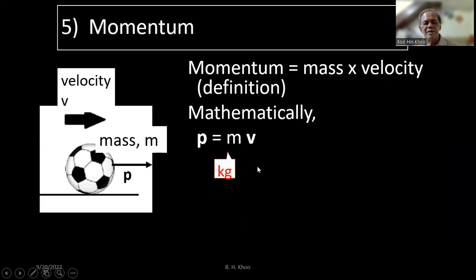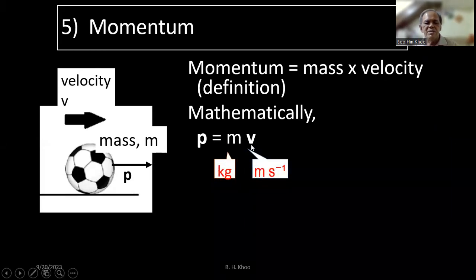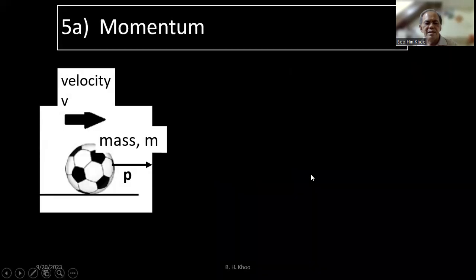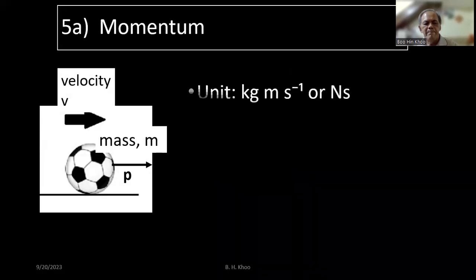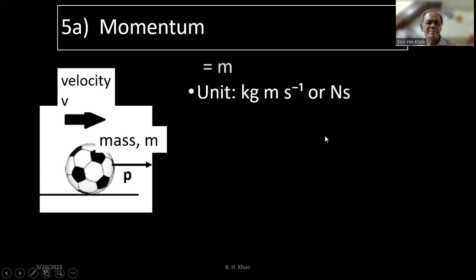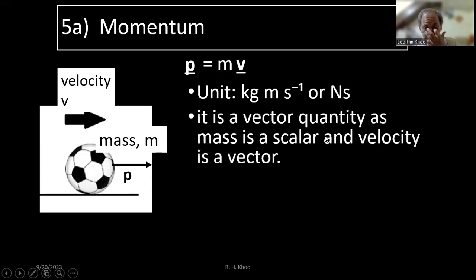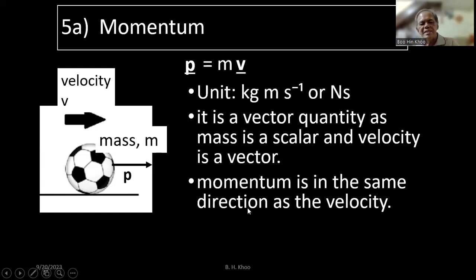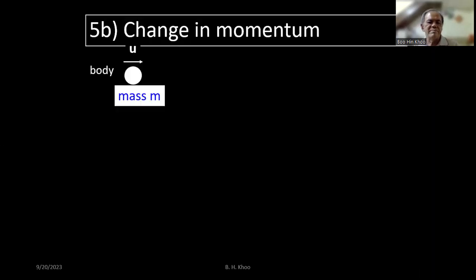Unit: mass is kilogram, velocity is meter per second. So the unit is kilogram meter per second or Newton second. It's a vector quantity as the mass is scalar and velocity is a vector. Vector, vector, scalar. Momentum is in the same direction as velocity. That means the direction of momentum follows the direction of velocity.